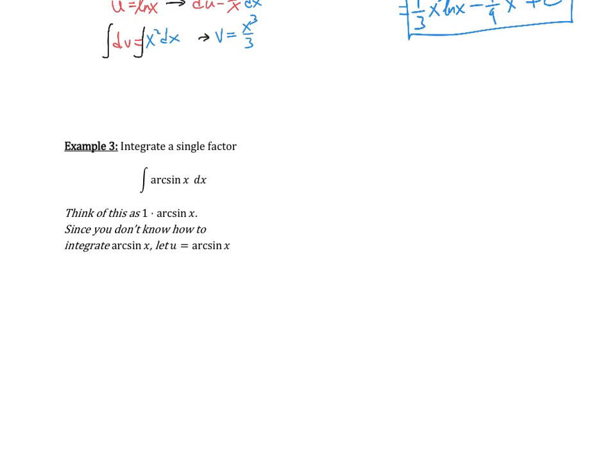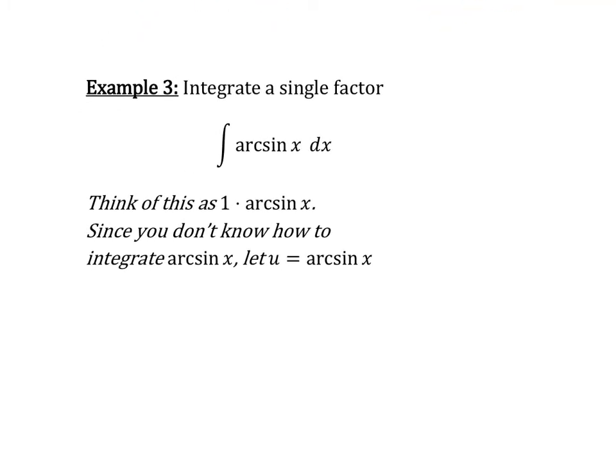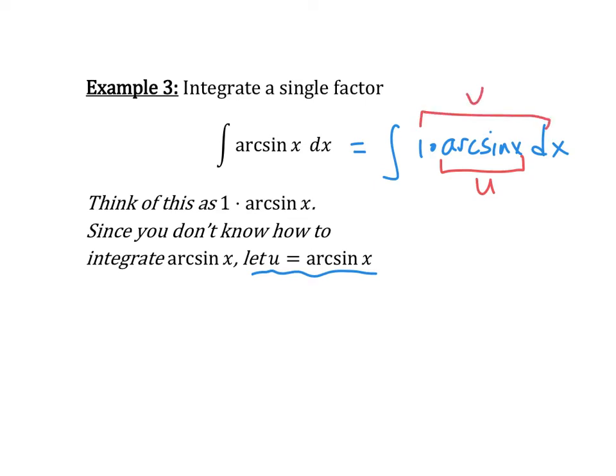All right, so now what about this situation, arc sine? We've worked with arc sine before, but we've never really done the integral of arc sine without having a u substitution. So the key here is to think of this as 1 times arc sine. So we're going to rewrite this as 1 times arc sine of x dx, and we'll let u be the arc sine. So there's u, and dv is the 1 dx.